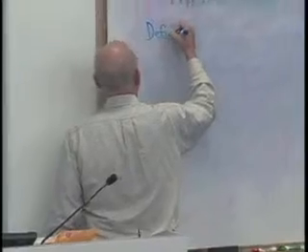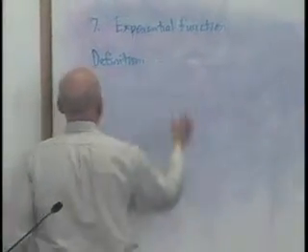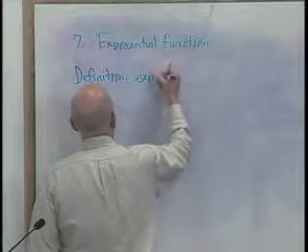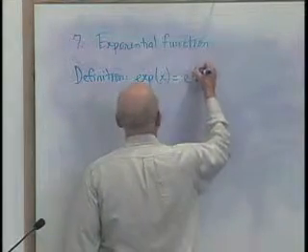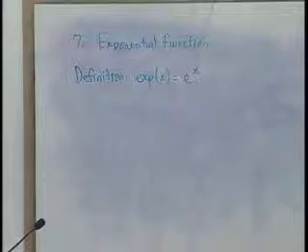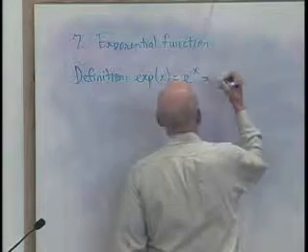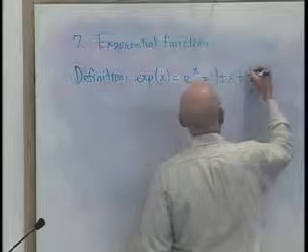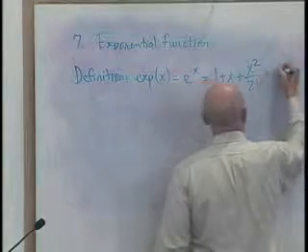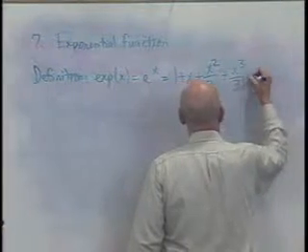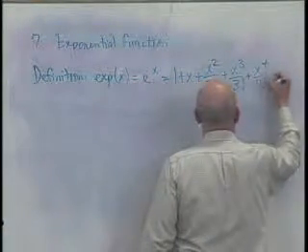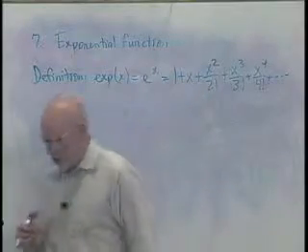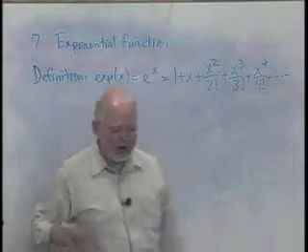My plan is to prove a definition that you may have seen as a theorem based on this one. But here's my definition. The exponential function exp of x, frequently written as e to the x, is defined as the sum of the infinite series 1 plus x plus x squared over 2 factorial plus x cubed over 3 factorial plus x to the 4th over 4 factorial plus ... which means just keep adding on terms like this.